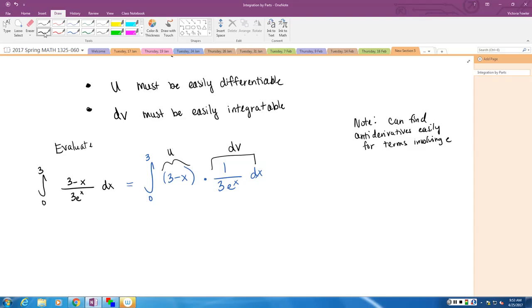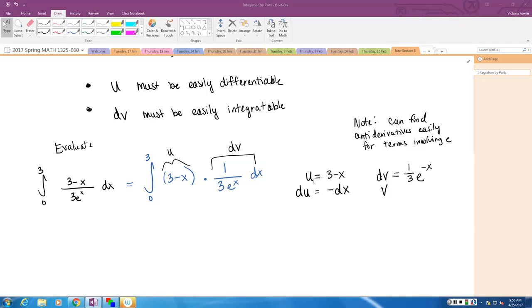Off to the side, you're going to have your u, and you're going to find its differential. You've determined what dv is, and you're going to find its antiderivative. I'm going to give you a moment to test yourself on that.